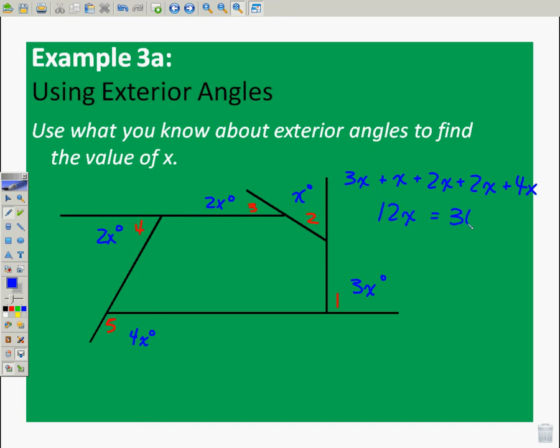And I know that the sum of the exterior angles of a polygon is 360. And so I'm going to divide by 12, and my x is going to be equal to 30 degrees. I could take this 30 and put it back in, but I'm not going to. They don't ask me that. They ask me for the value of x. And so that's how I did that.